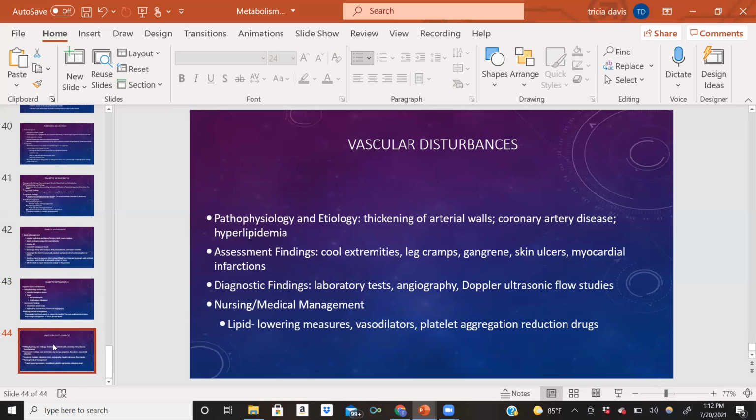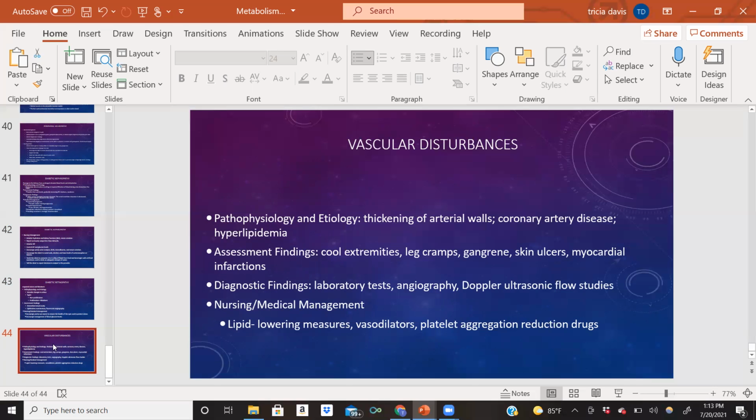And we also said that we could develop vascular disturbances. So we can develop thickening of the arterial walls. The patients can develop CAD, which is coronary artery disease, and they can also experience hyperlipidemia. These patients are going to have cool extremities. They might experience leg cramps. They might develop gangrene from ulcers or untreated wounds. They might have skin ulcers and myocardial infarction, so heart attacks.